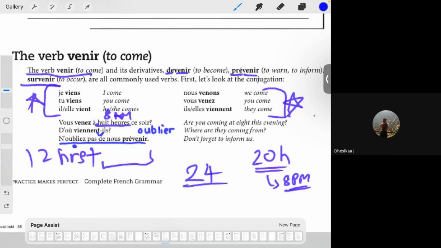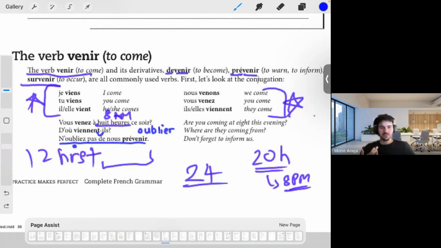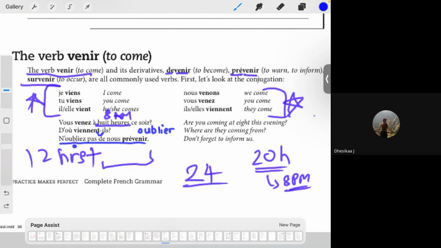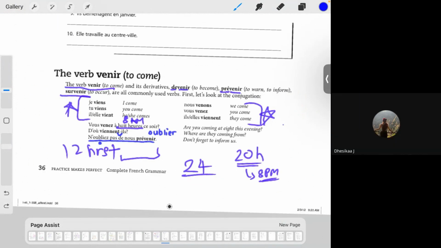If there is no class tomorrow, I will basically say, je vais te prévenir. I'm using the future proche here. I will let you know. I will inform you. Okay? Make sense?